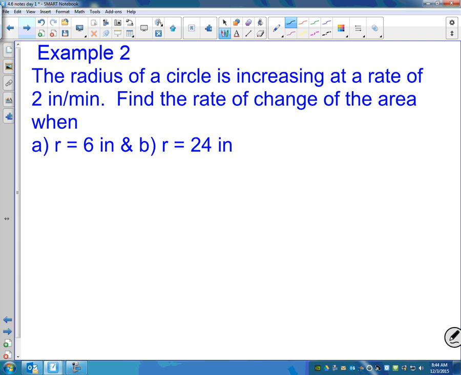The radius of a circle is increasing at a rate of 2 inches per minute. Find the rate of change of the area when the radius equals 6 inches and when the radius equals 24 inches. They give you two parts, but once you find your equation and take the derivative of it, part A and part B are just close to each other. If you're trying to find the rate of change of the area, that's your equation, right? So what's the area of the circle?